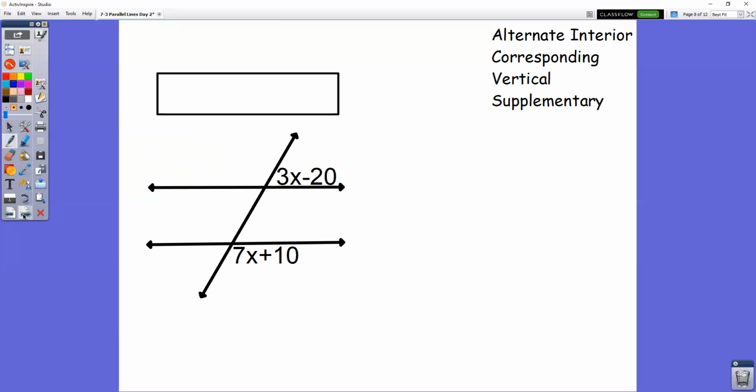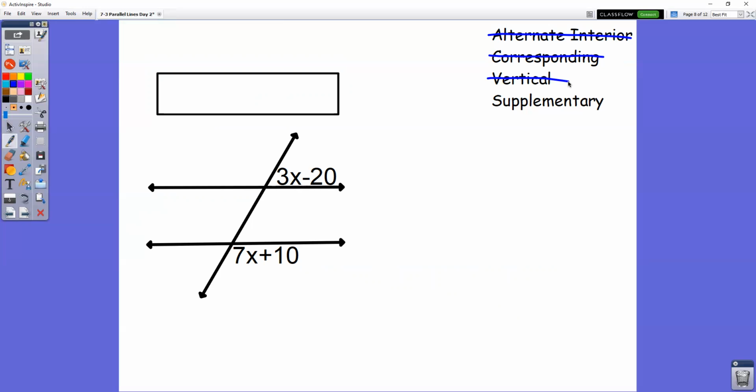So when you go to look at what type of angles they are, we have alternate interior. Are they inside the parallel lines and opposite corners? No, they're not. Are they corresponding? Are they in the same place? This is in the upper right. This is in the bottom right. So no, they're not in the same place. Are they vertical angles? Do they form an X? No, they don't.